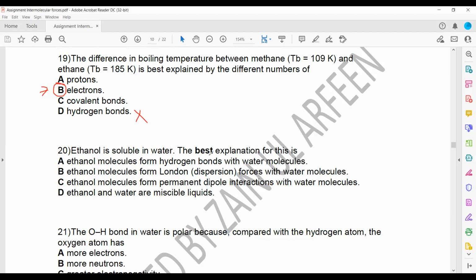Then, ethanol is soluble in water, it dissolves in water. What is the best explanation for this? Why can ethanol or alcohol dissolve in water? Because ethanol molecules form hydrogen bonds with water; they have identical types of interaction, so they can form a hydrogen bond. That's why ethanol will dissolve in water, or it will be miscible, or mixed, with water.